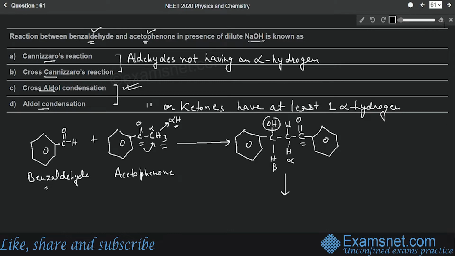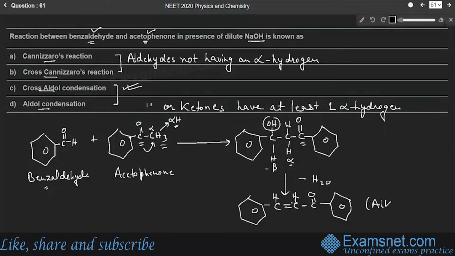Then condensation will take place. That means a water molecule will be removed. Then a double bond will be introduced between the alpha and beta carbons. That means an alkene will be formed as the final result. So carbon, one double bond, one hydrogen attached to each carbon, and then here we have the carbonyl carbon and then the benzene ring again. Got it? So an alkene is the final product here.